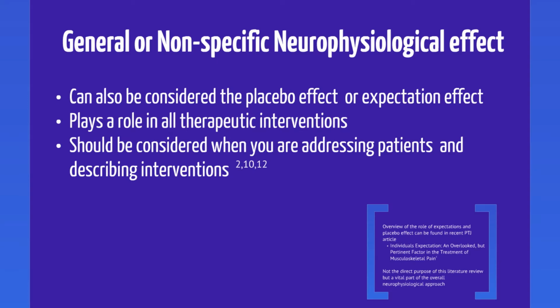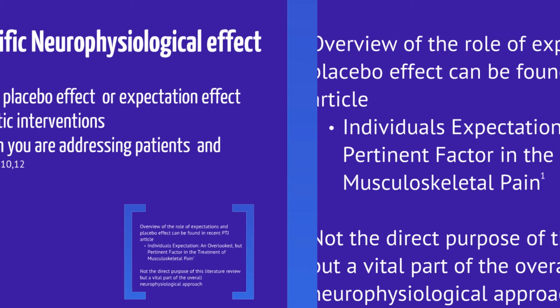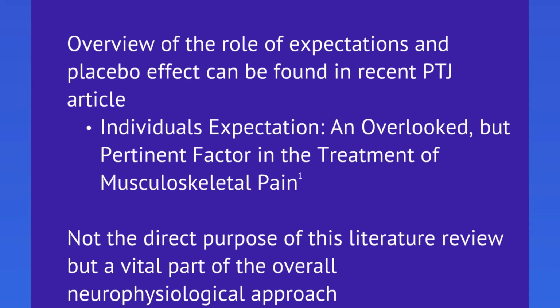The general or non-specific neurophysiological effect can also be considered the placebo effect or an expectation effect. It plays a role in all therapeutic interventions, but is typically seen most prominently in ones that are manual. It should be considered when addressing patients and describing interventions, and this is for any interventions. This isn't the direct purpose of this literature review. I focus more on the specific neurophysiological mechanisms. But if you're looking for any further information, this article, Individual Expectation, an Overlooked but Pertinent Factor in the Treatment of Musculoskeletal Pain, gives a good broad understanding.